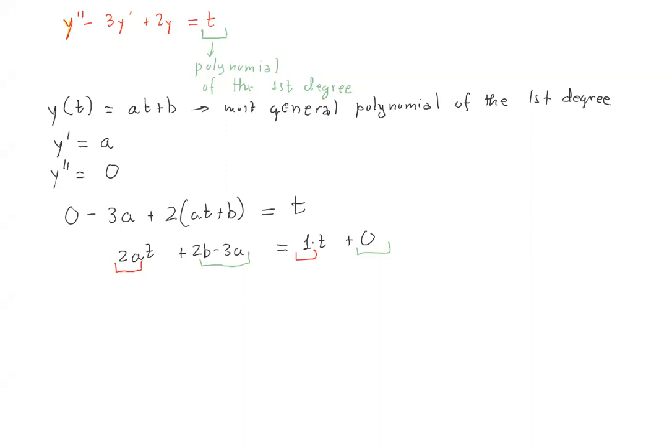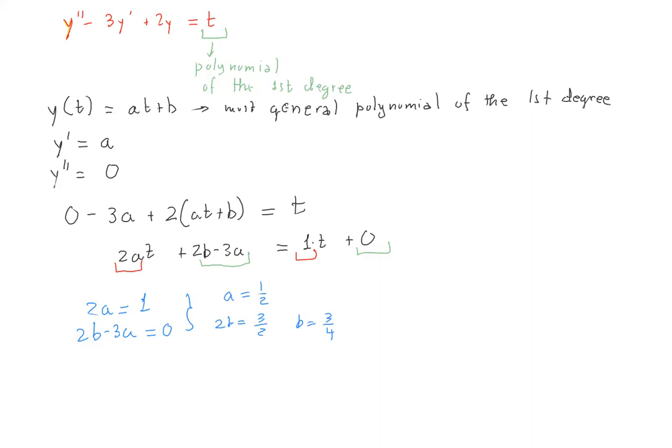Okay. So I set up my two equations. I want 2a to be equal to 1, I'm sorry. And I want 2b minus 3a to be equal to 0. This can be solved quite easily. a is equal to 1/2. And 2b will be equal to 3/2. And eventually b is equal to 3/4.